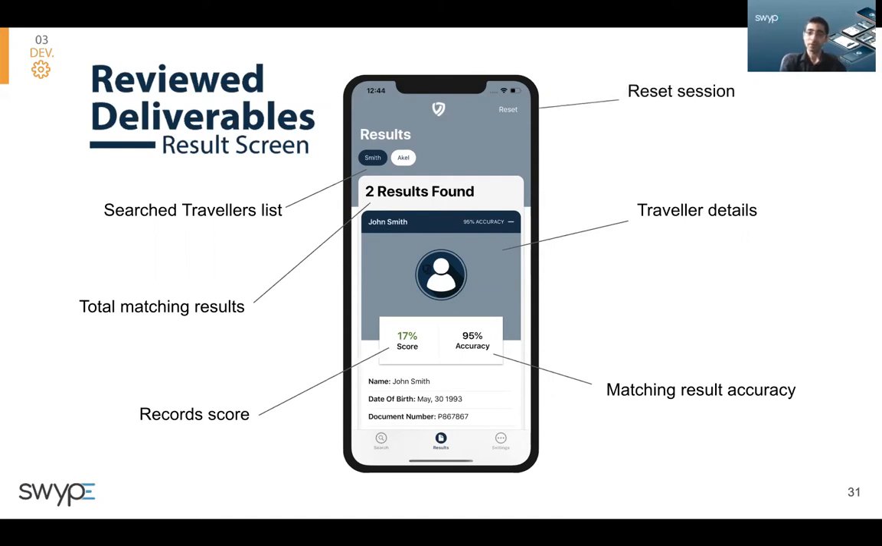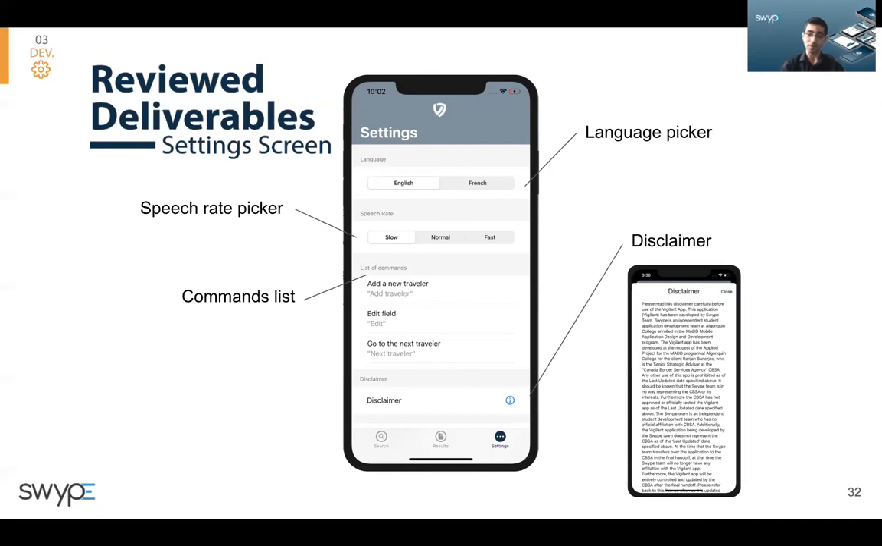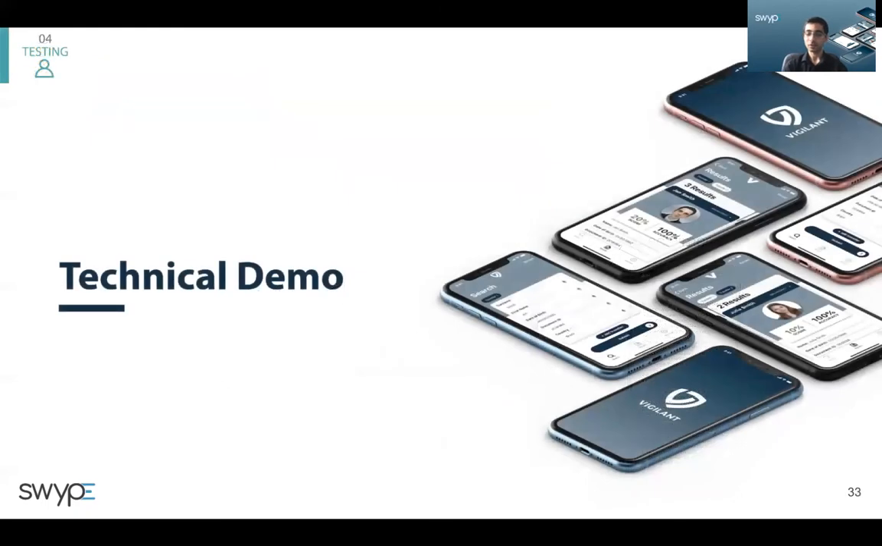And finally, we have the reset session button. This can also be done manually or through a voice command. This will reset the app so that the BSO can start over. Next, we have the settings screen, and we'll be able to toggle between languages here. So we have English and French, and we'll be able to adjust the speech rate, followed by the commands list. And finally, we have this disclaimer. And I'll be moving it back to David here so that he would show us the technical demo.